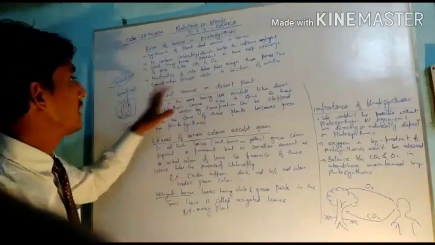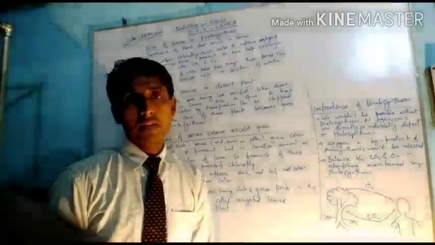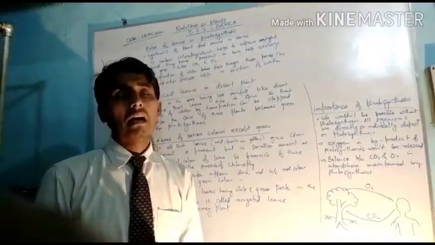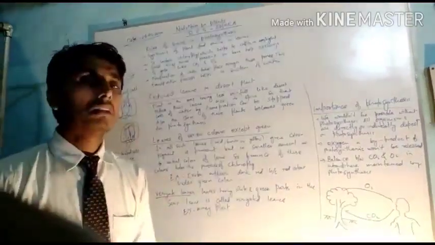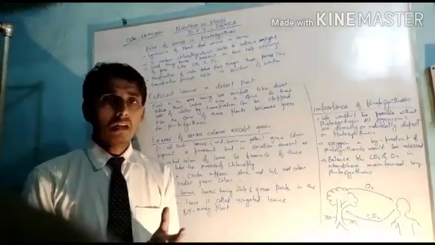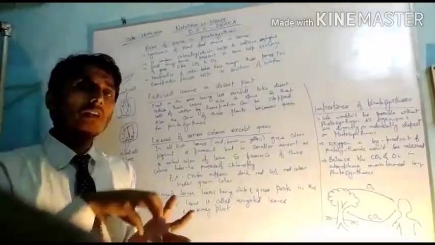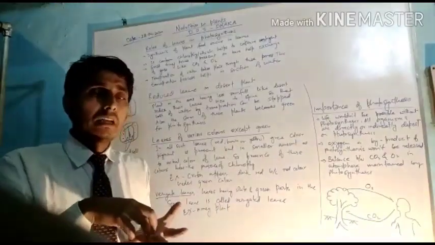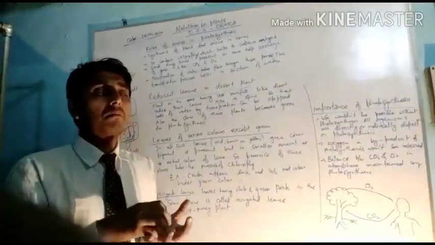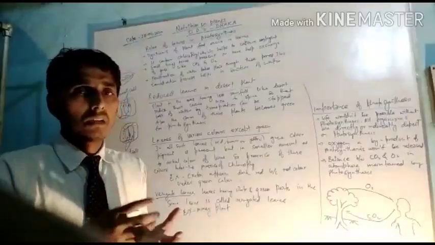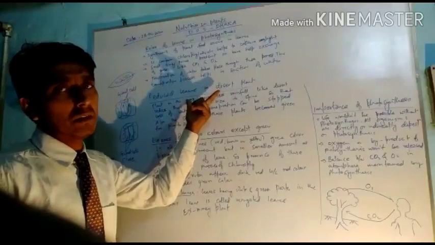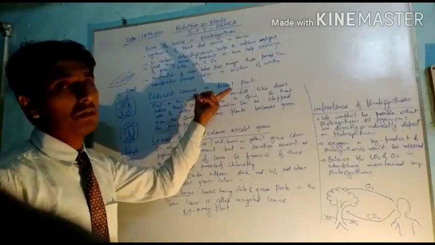So the next topic will be reduced leaf in desert plants. In the desert area, the plants which are living in the desert have reduced leaves. Why so? Because if the area of the leaf is bigger, there is more transpiration, more evaporation of water from the surface of the leaf, and therefore the availability of water in the body of the plant will be reduced. So therefore the leaves are reduced, and for example, in the case of cactus plants, their leaves are reduced to spines.